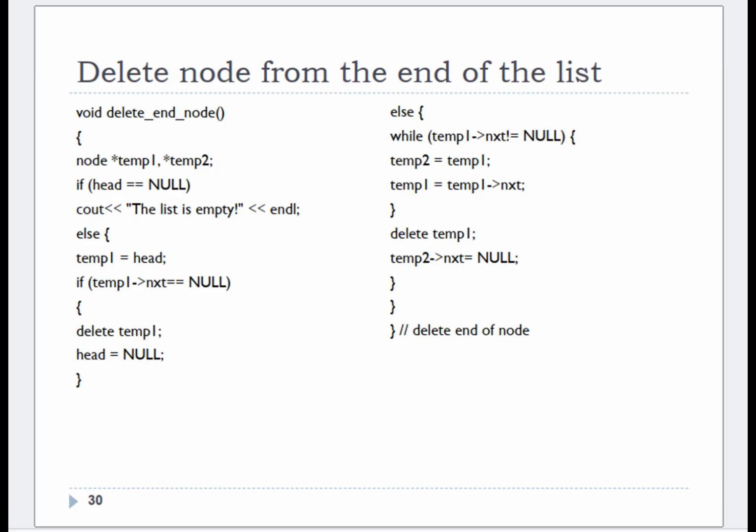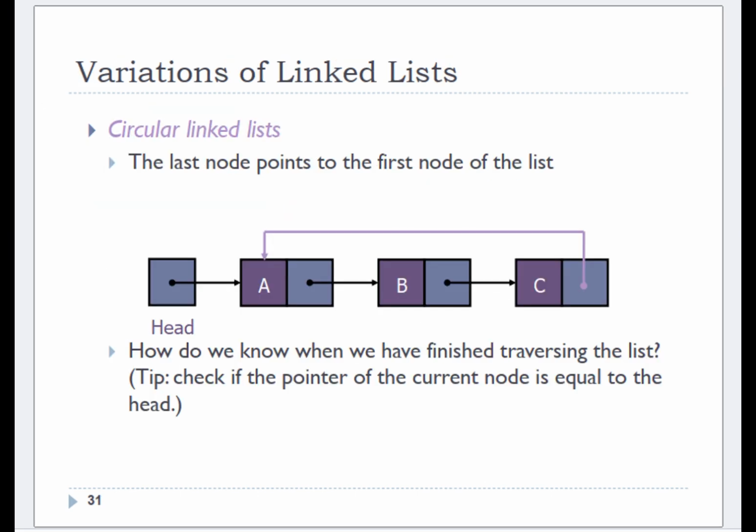29. Delete node from the end of the list. void delete_end_node() { node *temp1, *temp2; if (head == NULL) cout << "The list is empty!" << endl; else { temp1 = head; if (temp1->next == NULL) { delete temp1; head = NULL; } else { while (temp1->next != NULL) { temp2 = temp1; temp1 = temp1->next; } delete temp1; temp2->next = NULL; } } } // end of node.